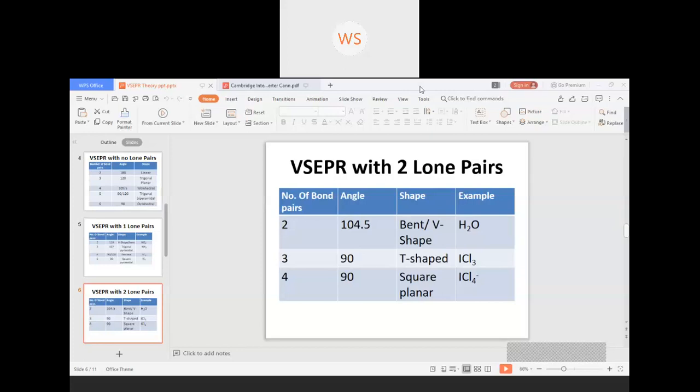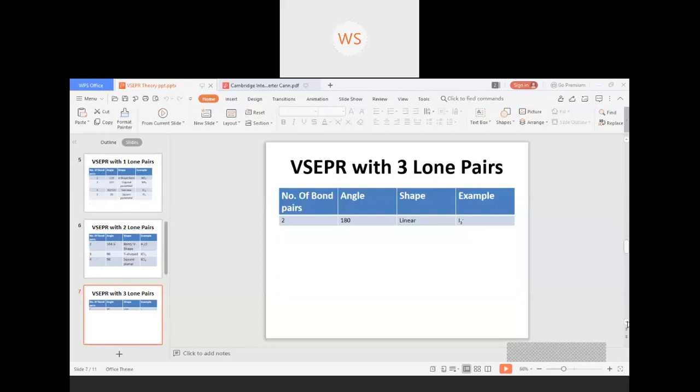How does the square planar look like? It is a bit difficult to draw. Square pyramidal is like a pyramid, square based. Square planar is like a parallelogram.